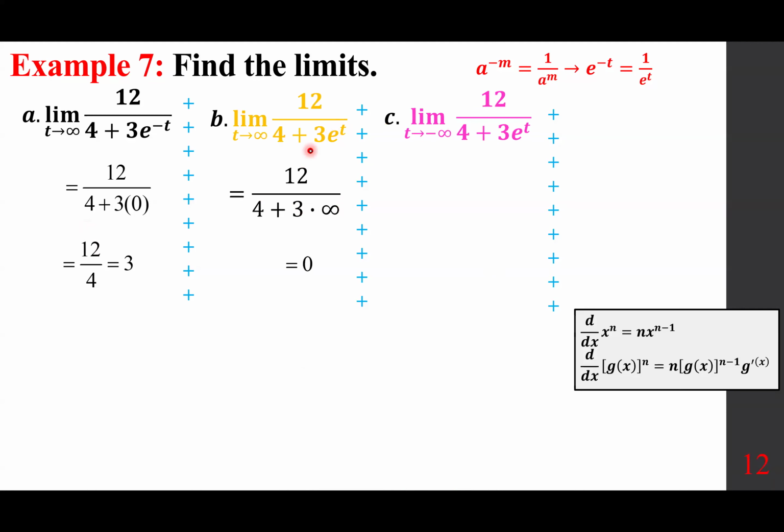When we look at part C, I hope we recognize that they are identical to part A. In part A, t approaches infinity. In this case, t approaches negative infinity. And because it's e to the power of t, it's e to the power minus infinity, and it becomes 0 just like this. So 12 over 4 is the final answer, just as we did in the previous.